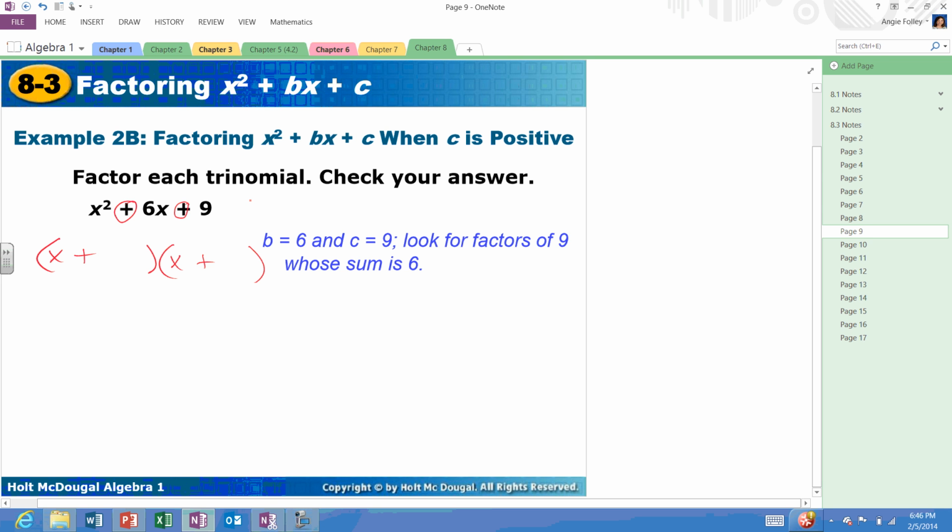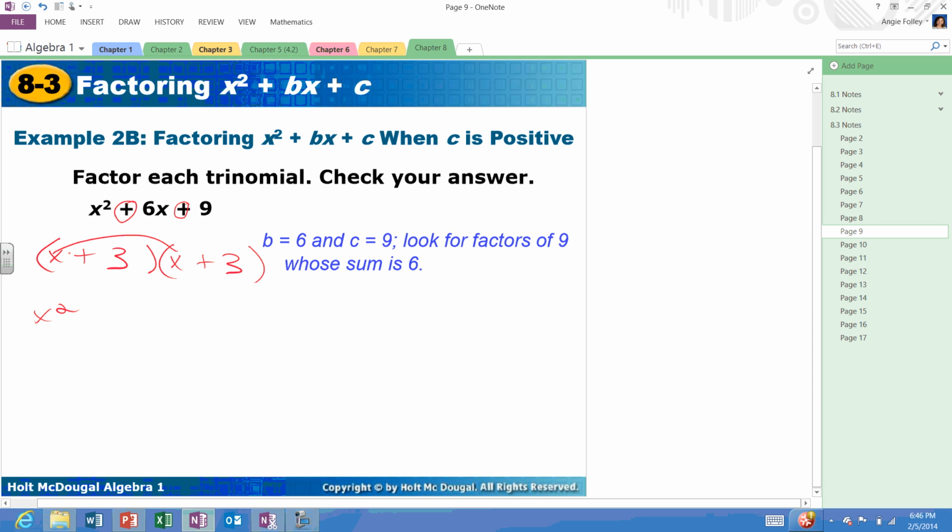So what multiplies together to give me 9, but adds together to give me 6? Well, I could do 9 and 1, or I could do 3 and 3. 9 and 1, they don't add up to 6. 3 and 3, yes, they do. So we can check our answer.